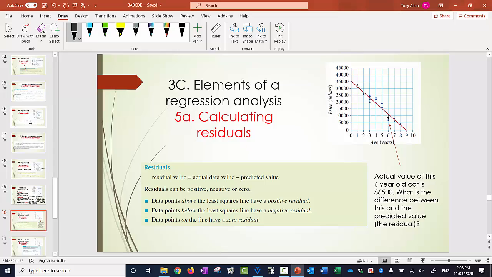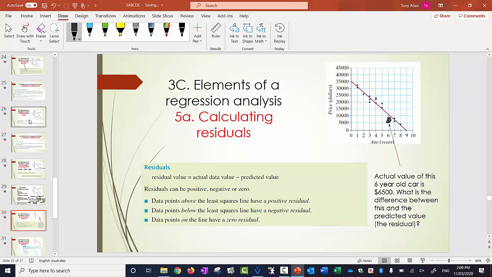A residual, if you remember, is the number that's used to help find what that equation is in the first place. In this case, the residual for this value here is the difference between 6,500 and what it was actually sold for. The actual value was 6,500. That's that number here. Sorry, I'm getting it the wrong way around. So the number there is 6,500. That one there, 6,500.